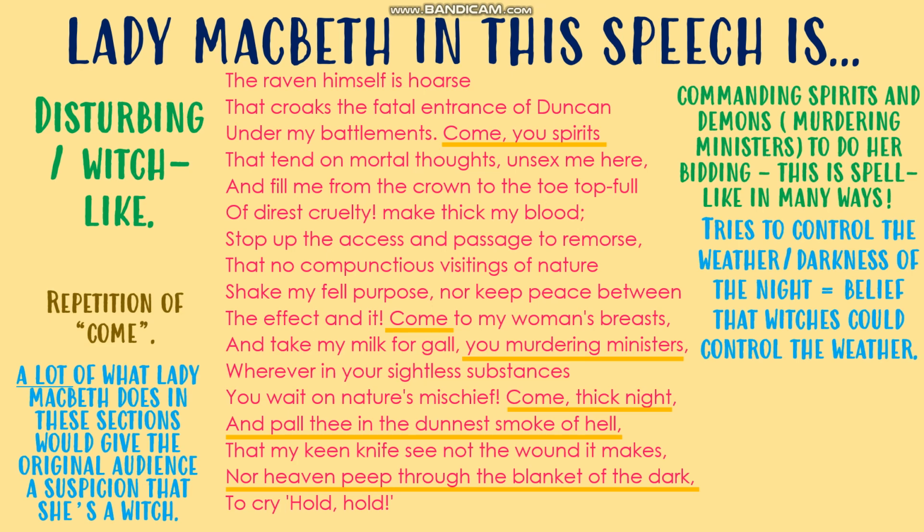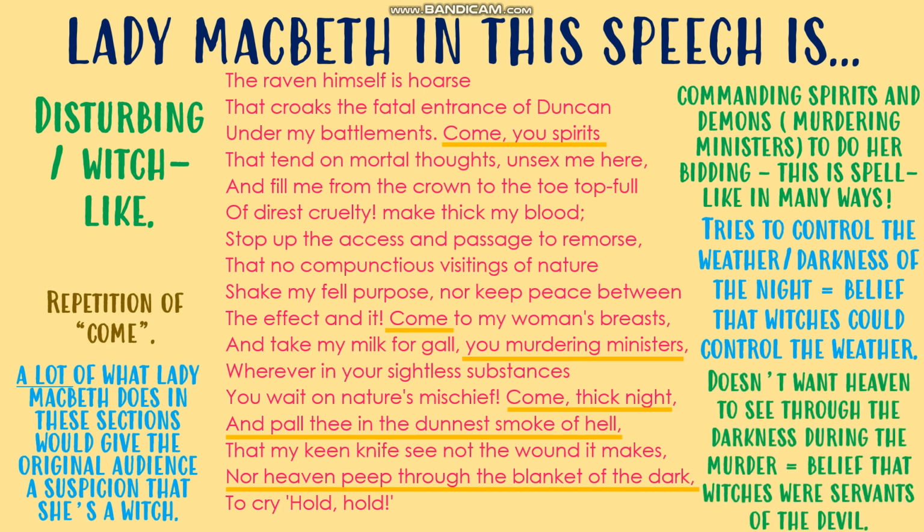She tries to control the weather and darkness. She asks for the night to be as thick as possible so that heaven can't see what she could do. And they used to believe that witches could control the weather at that time, which is why we see thunder when the witches come on stage, for example. So that's another piece of evidence that she may be witch-like. And the fact that she doesn't want heaven to see through the darkness she's asking for shows, once again, this kind of sacrilegious side to her, and many people believed that witches were servants of the devil at that time. So those are the 4 key ways that she is presented.